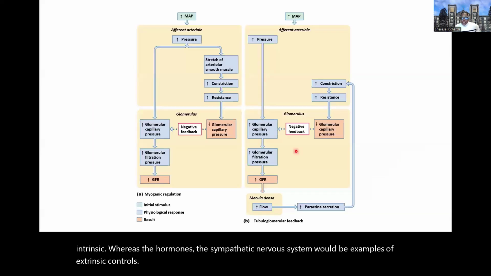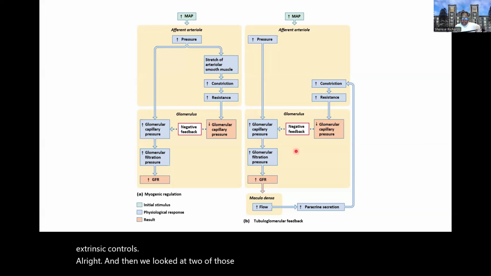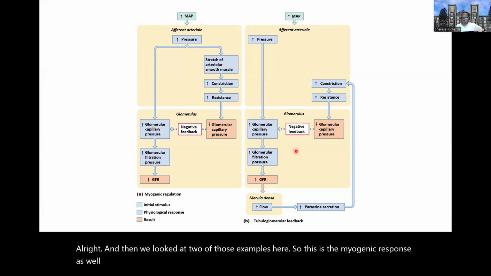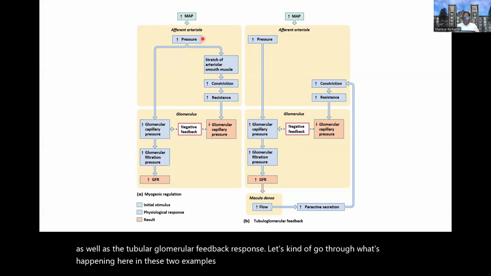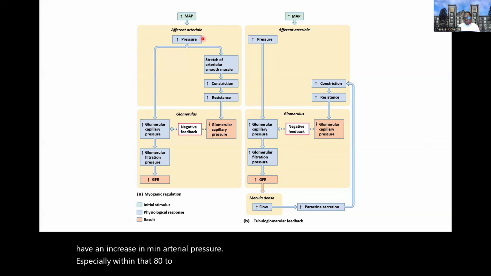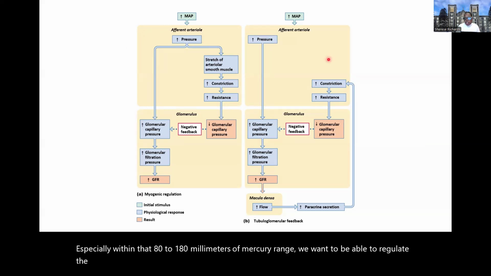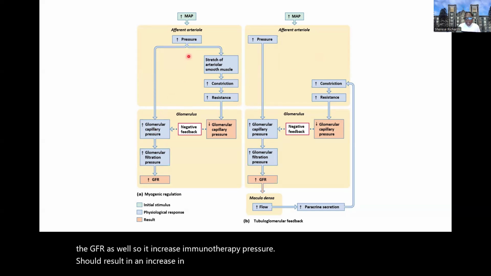All right, and then we looked at two of those examples here. This is the myogenic response as well as the tubuloglomerular feedback response. Let's go through what's happening in these two examples. So remember, the overall goal is that whenever we have an increase in mean arterial pressure, especially within that 80 to 180 millimeters of mercury range, we want to be able to regulate the GFR as well. So an increase in mean arterial pressure should result in an increase in GFR. And the way that we bring that about, the first one is myogenic regulation.